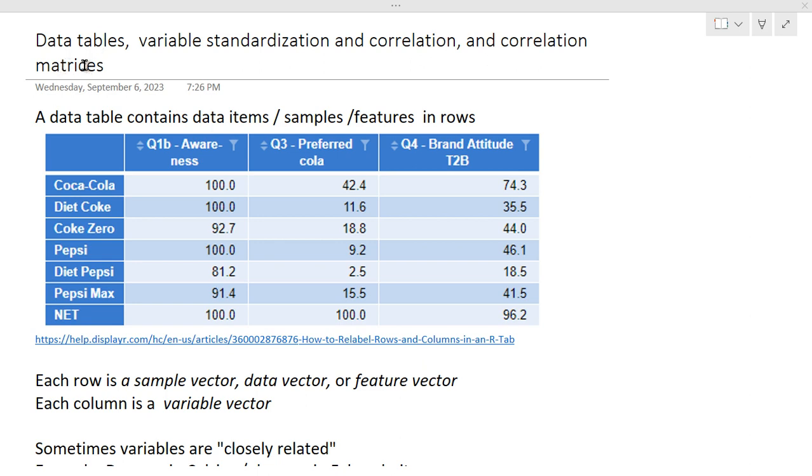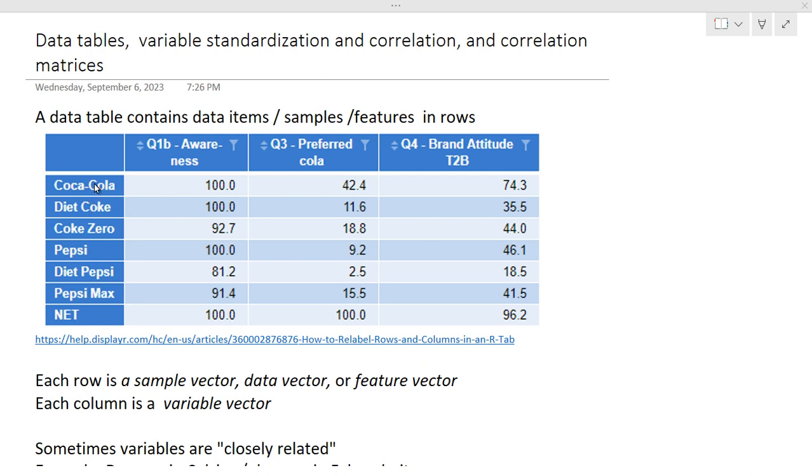Okay, so what is a data table? A data table consists of data items, or samples or features, in rows. So what do we have here? We have different kinds of cola. So each cola I can think of as a sample. And these are characteristics of the cola. So I could think of these columns as representing variables. And these variables, as I said, characterize the different colas. So all of these variable values belong to Coca-Cola. All these belong to Diet Coke, etc.